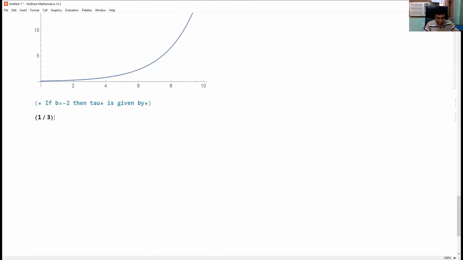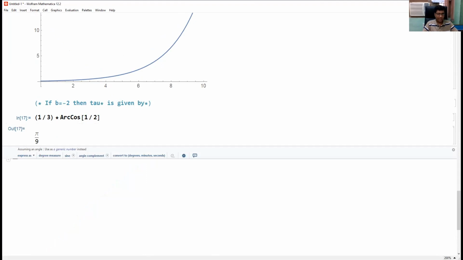So how to find cos inverse? Mathematica command is ArcCos. Cos inverse minus 1 upon b, so it is simply 1/2. So this value is pi by 9. This is tau star. If tau star is pi by 9, then if tau is between 0 and pi by 9, then we get stable solutions. If delay is beyond pi by 9, then we will get unstable solutions.